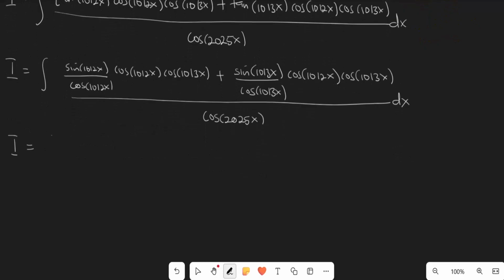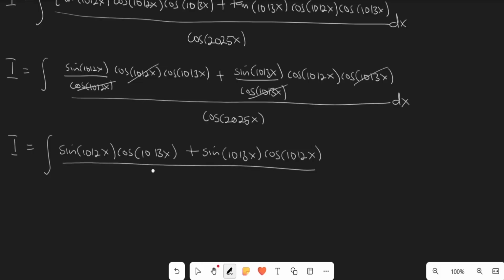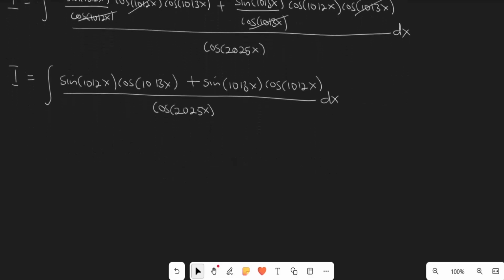Now there will be some cancellations here. Cosine of 1012x is going to cancel the counterpart on top, and now we have the sine of 1012x multiplied by the cosine of 1013x, plus this one will cancel the counterpart on top, and then we have sine of 1013x multiplied by the cosine of 1012x. All this one divided by the denominator, which is the cosine of 2025x dx. Cool result. So I is going to be equal to what?